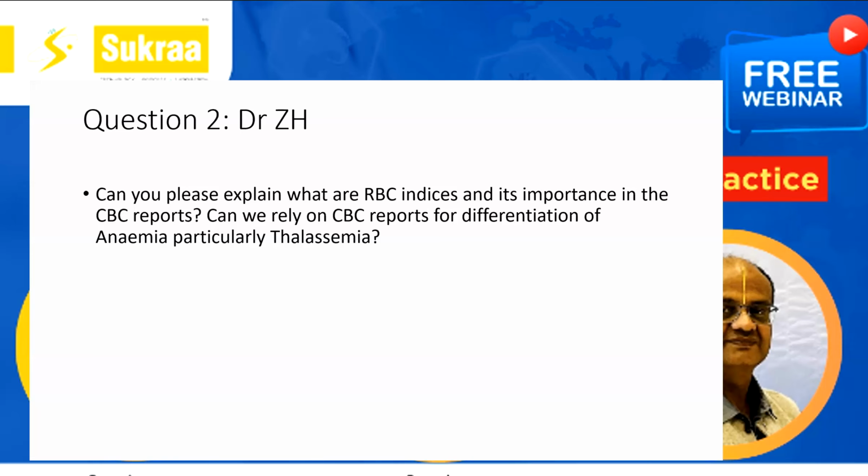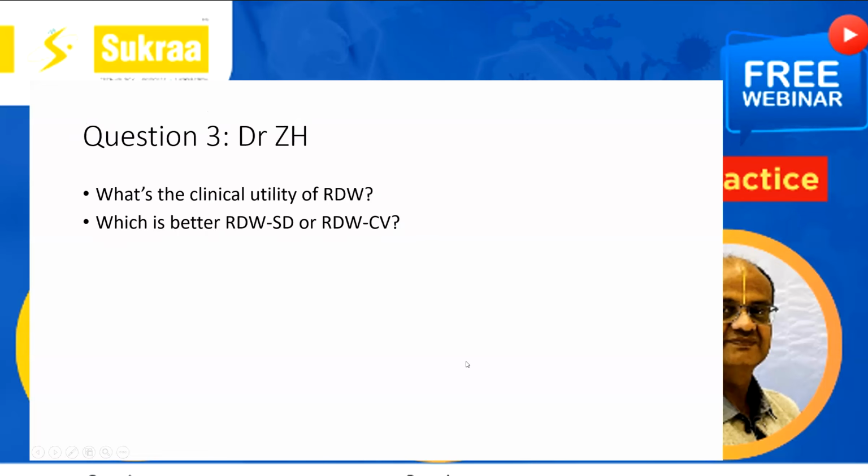Now, the next one is like this. Give me a time. Okay. What is the clinical utility of the RDW? Which is the better one? We have 2 things in RDW, that is red cell distribution width. We have got SD and CV. Could you explain more in detail about the RDW, doctor?